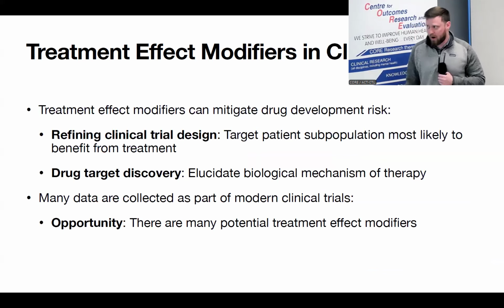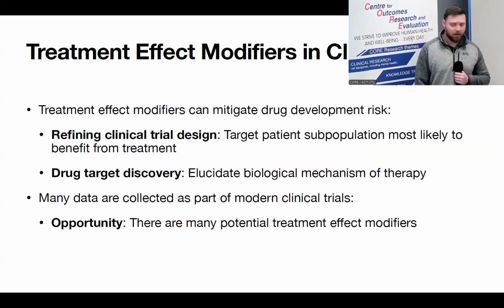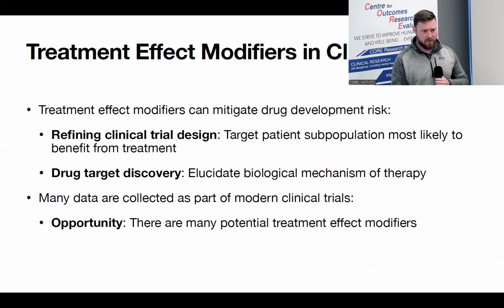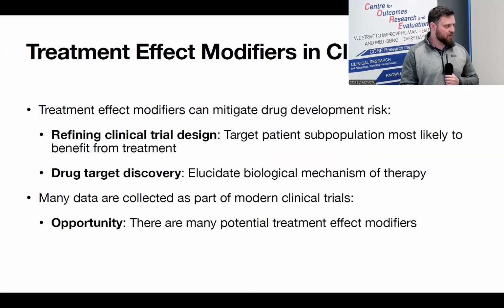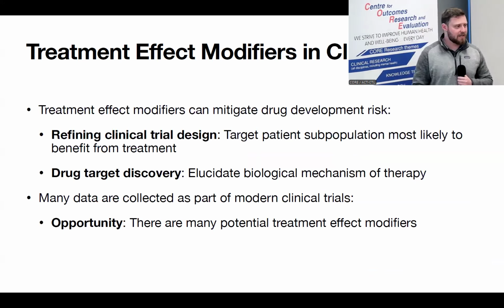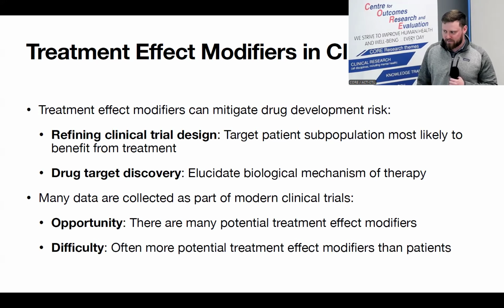And so understanding treatment effect modifiers can really help mitigate the risk in drug development. So getting a handle on them would allow us to refine our clinical trial design by targeting subpopulations that really benefit the most from the novel medication. And it could also help with drug target discovery. So we understand sometimes, if we're lucky, the biological mechanism of the therapy by understanding these treatment effect modifiers. And the good news is that many data are collected as part of modern clinical trials, at least in industry, which gives us an opportunity to identify potential treatment effect modifiers and incorporate this into our clinical trials. The difficulty in this, however, is that there are often more potential effect modifiers than there are patients. And so a lot of standard methods don't actually work in this setting.